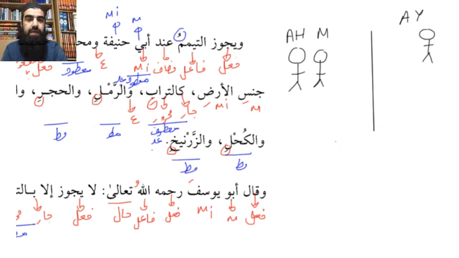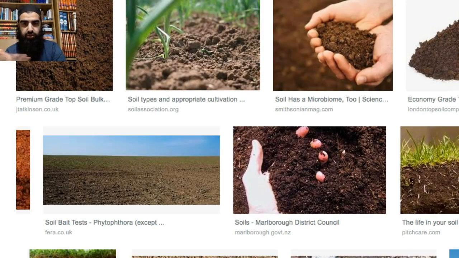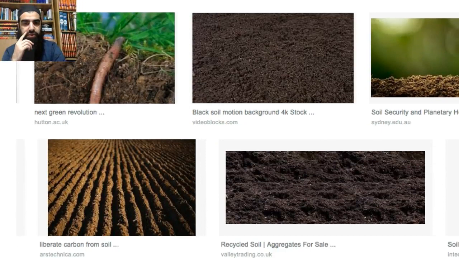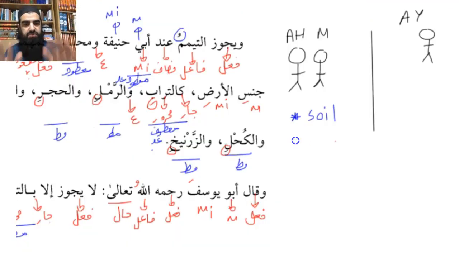Okay, so Imam Abu Hanifa rahimahullah, Imam Muhammad rahimahullah, their rule is very simple. They say that you can do tayammum with, number 1, soil. So this is like soil, right? So all of these images I've brought up here. This is basically what turab actually means. Okay, so you can do it with soil. So number 1, soil. All of these are forms of soil. So anything like this, you can just touch it and do tayammum.